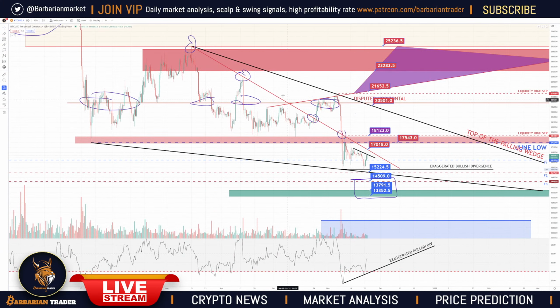Resistance above, we have this diagonal of resistance, this red one. It's pretty annoying when you want to draw something and it's not working. So we have this one, 17,000, 17,560 area, of course, the June low.